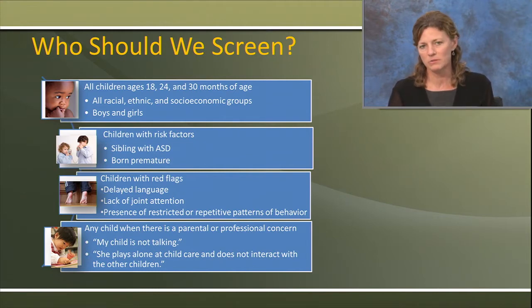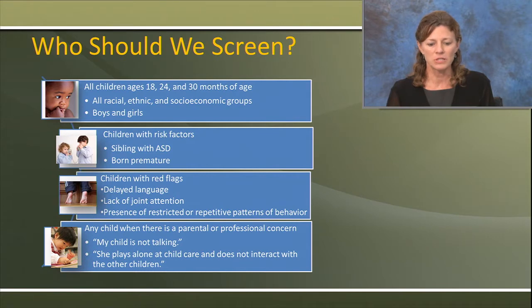And then of course we need to screen both boys and girls, and this might be a misconception because we know autism occurs more in boys than it does girls. There's about a 4-to-1 ratio, but it does impact girls, and sometimes we overlook that group, so we have to be very cautious of that.